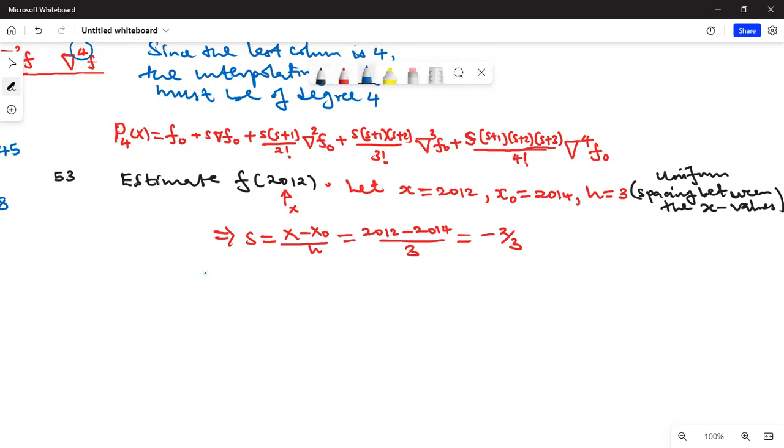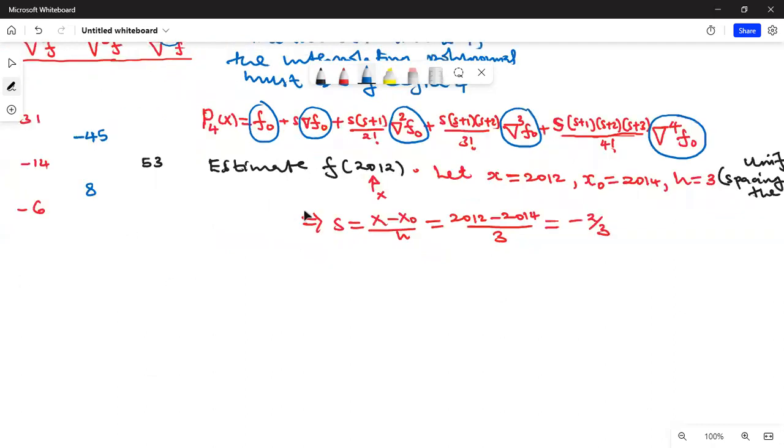What else do we need? We know F naught. We can get it from the table. We can also get delta backward of F naught. The second order backward difference of F naught we can get from the table. The third order backward difference of F naught, read from the table. And lastly, the fourth order backward difference of F naught, you can also read from the table. So let me show you how to get them.